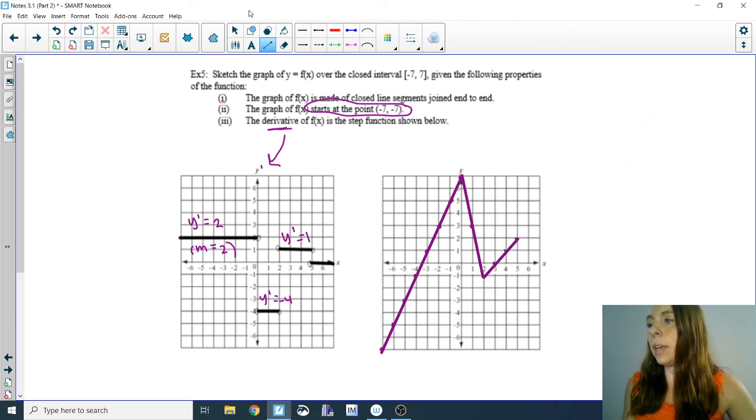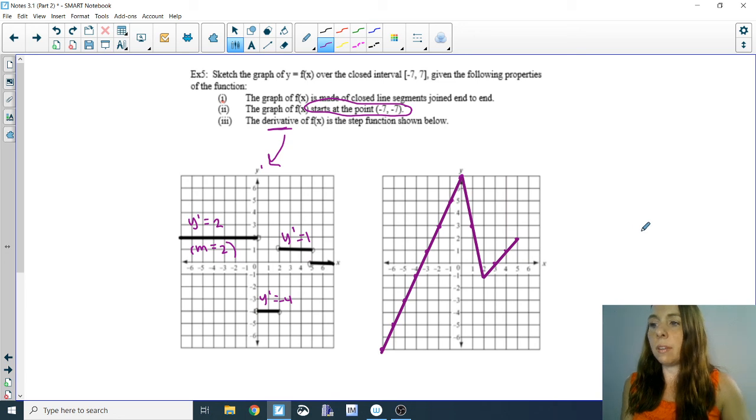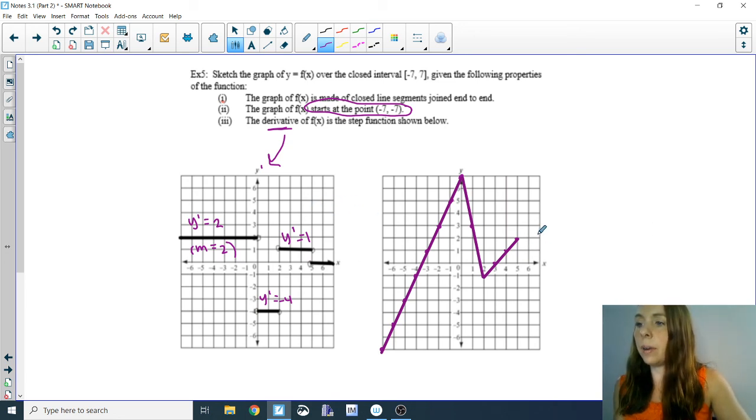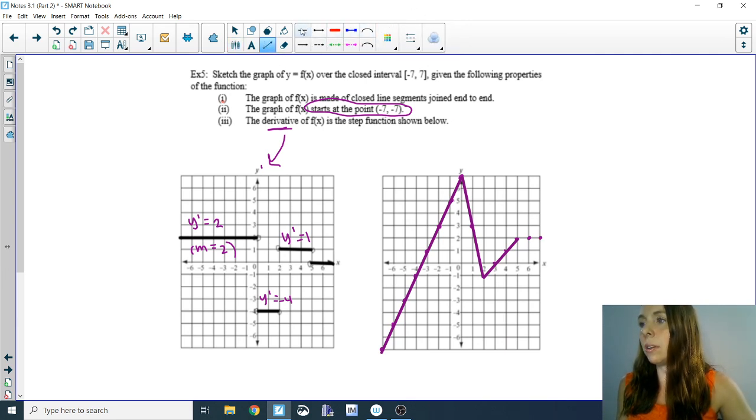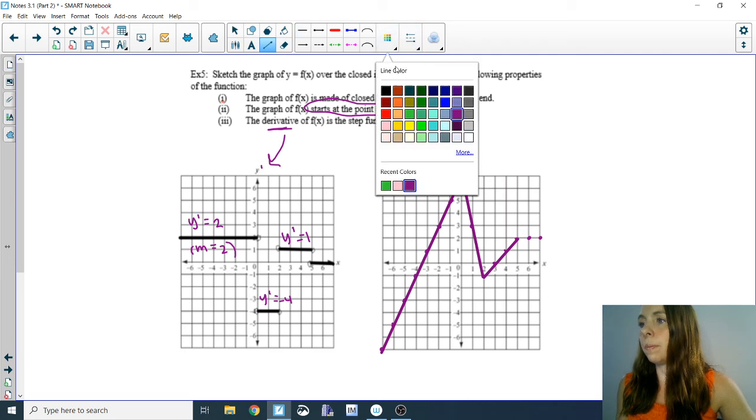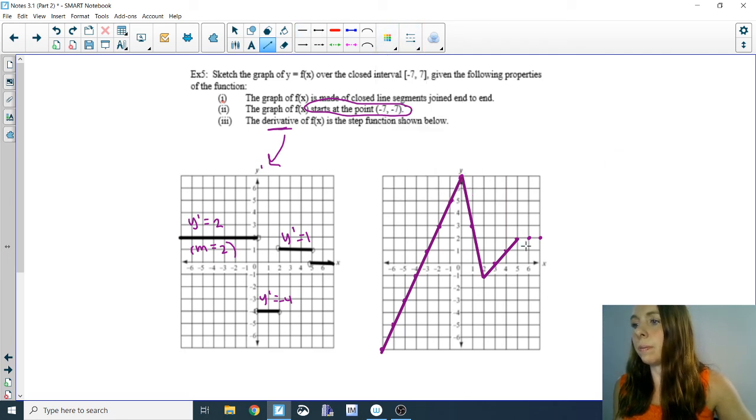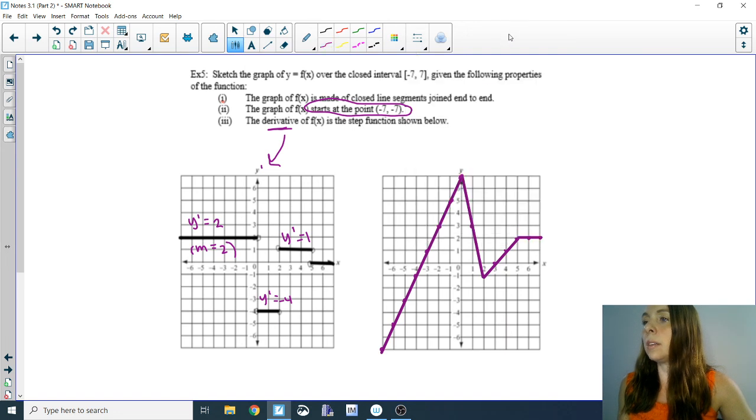And finally, what do we end with? From x equals 5 to x equals 7, we end with a horizontal line, right? I didn't really need to draw on those points, did I? And we're ending with a horizontal line segment because the y prime value on this interval is 0.